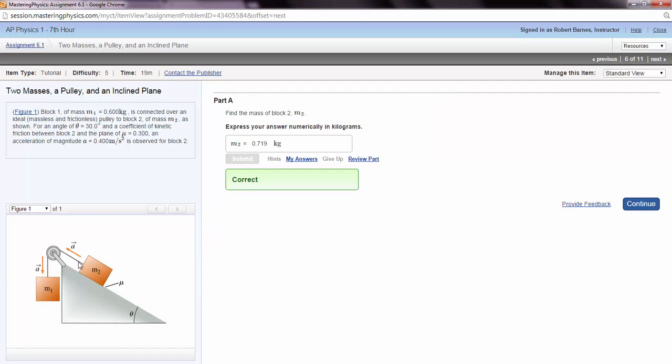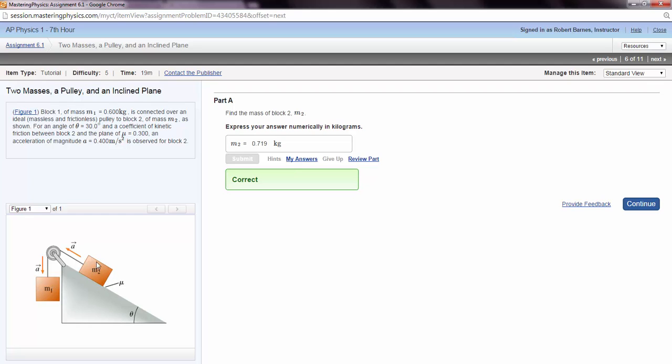So, the two things you need to remember: one is, as I mentioned before, the tension in the string is constant throughout. And the second thing is that the acceleration of block M2 up the ramp is the same as the acceleration of block M1 down because there's no stretching in the rope or anything like that. So the accelerations are identical, and you can relate those two across the two different objects.